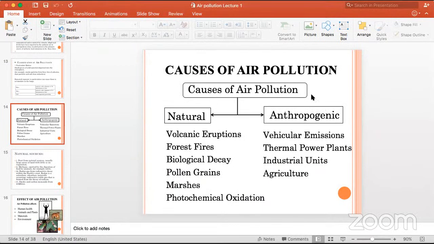Now look at the natural reasons. There are, of course, volcanic eruptions, forest fires, and biological decay. Pollen grains, again, it's a very natural thing. Pollination is a natural phenomenon.